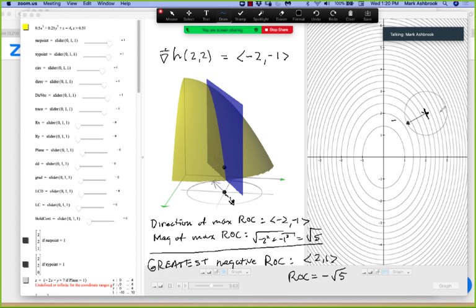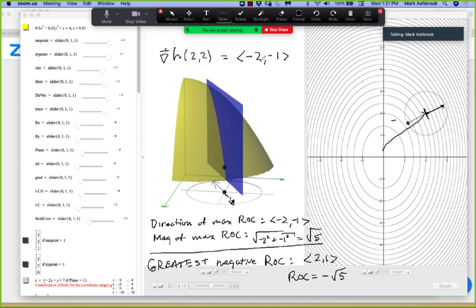Likewise, the greatest negative rate of change will be in the opposite direction, also orthogonal to the contour lines. You want the direction that gets you to the next lower z as fast as possible. And that's also going to be orthogonal. All right. What about direction of zero rate of change?